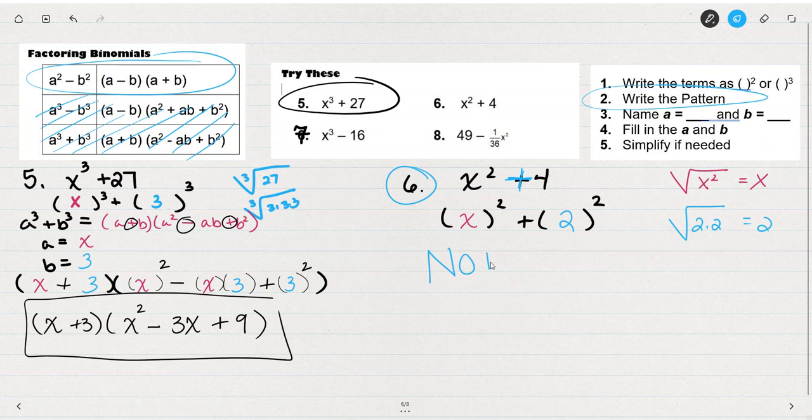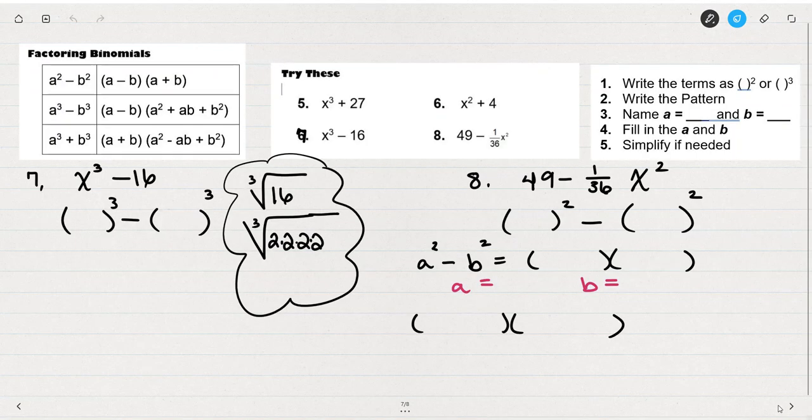None of them. Nope, can't do it. This doesn't match up to any of our factoring patterns. And you know what we'd say about this example? What we say about x squared plus 4 is that it's prime. It cannot be factored. Now, the only time that it could be factored is if there were a GCF, a greatest common factor, and there's not.